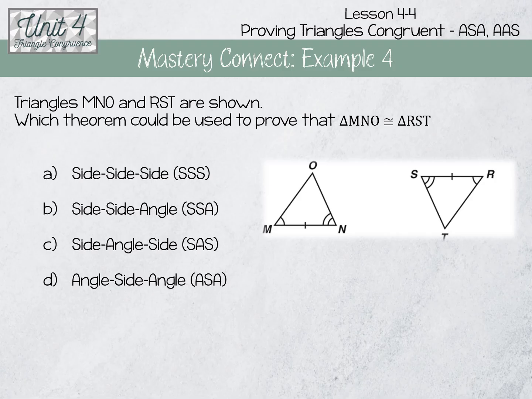Mastery Connect example number 4. Everything's already marked. Those two triangles are shown. Which theorem can be used to prove triangle MNO congruent to triangle RST? Sides between two pairs of angles. So that's going to be angle, side, angle.